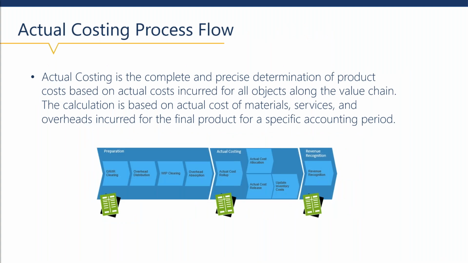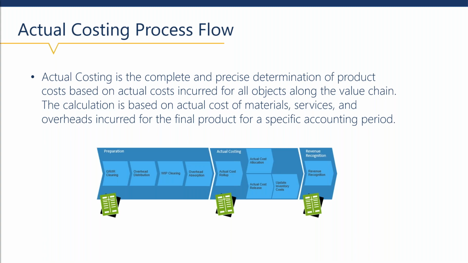So here's a quick overview. The graphic you see at the bottom is right out of the SAP guidebook as far as the process flow. There is some preparation before you run actual costing. You're probably familiar with some of these jobs, like GRIR clearing, overhead distribution runs, WIP clearing, and overhead absorption, because all of those jobs will potentially impact your cost of goods and adjust your system or establish balances in accounts that you need to do your distribution of actual costs from.